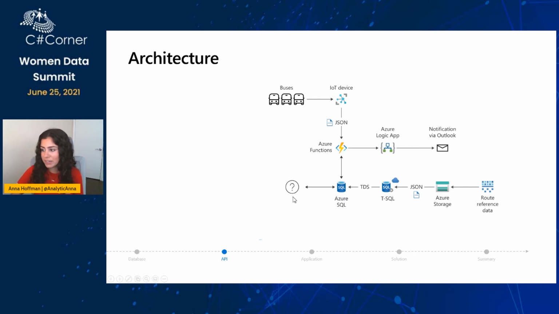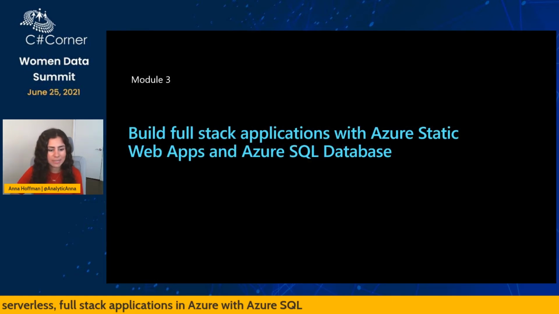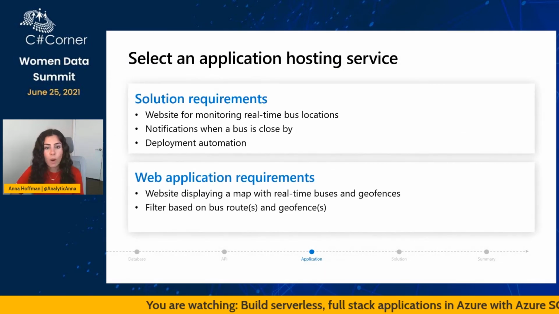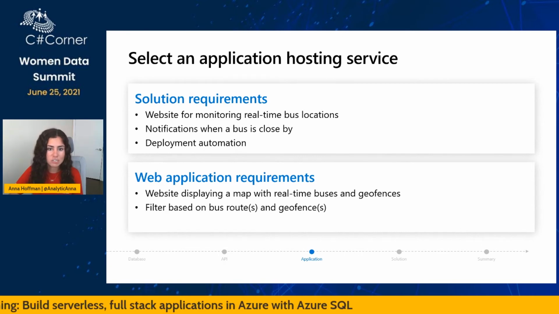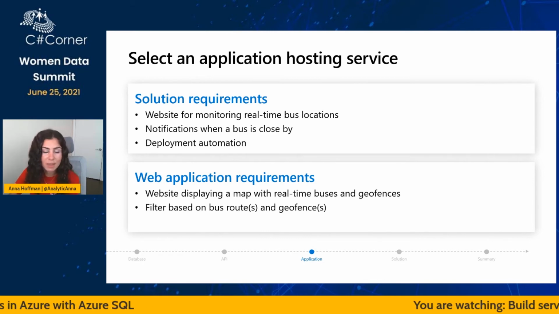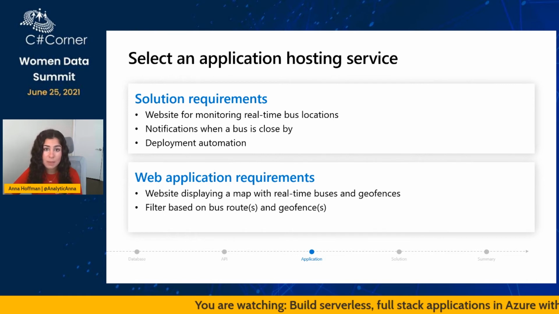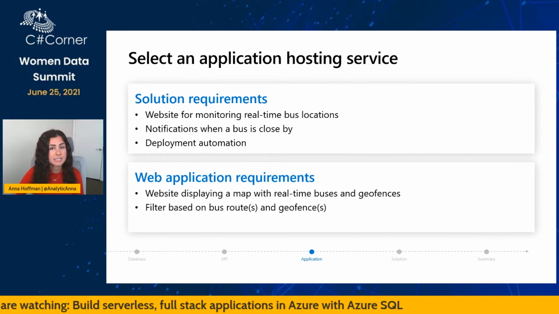Now, the next part is around this application. We still don't have an application, so that's what we're going to get into now: how to build the application, in this case with Azure Static Web Apps. If we remember our requirements, we've checked off most of these except the website for monitoring real-time bus locations. For that website, we basically want a map with real-time buses in the geofence, and we want to be able to filter what's displayed on that map based on the monitored bus routes and geofences that are provided as an input or by a user.